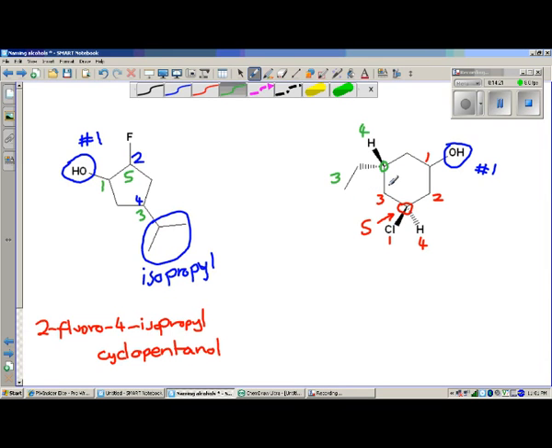In other words, this becomes priority 1, this becomes priority 2, and we go around 1, 2, 3 in a counterclockwise fashion, which suggests this is S, but if you hold your horses for just a minute, you'll notice the lowest priority group is actually pointing towards us, and we know it actually should be pointing away from us. So here's a little trick. Whenever you have the lowest priority group pointing in exactly the opposite direction to the way it should be, assign your priority and then simply flip it.